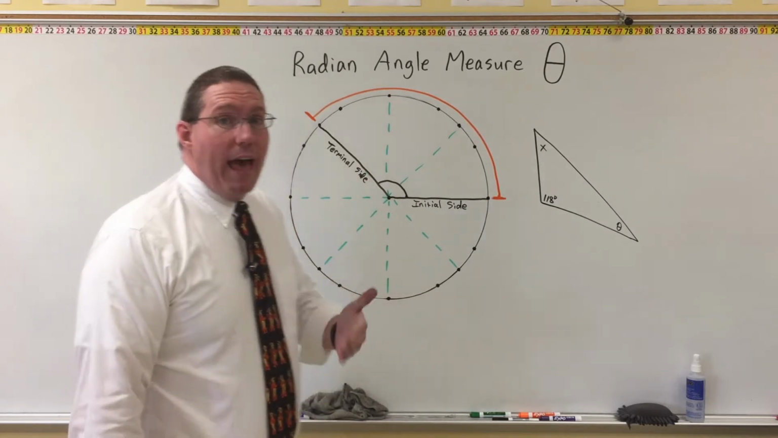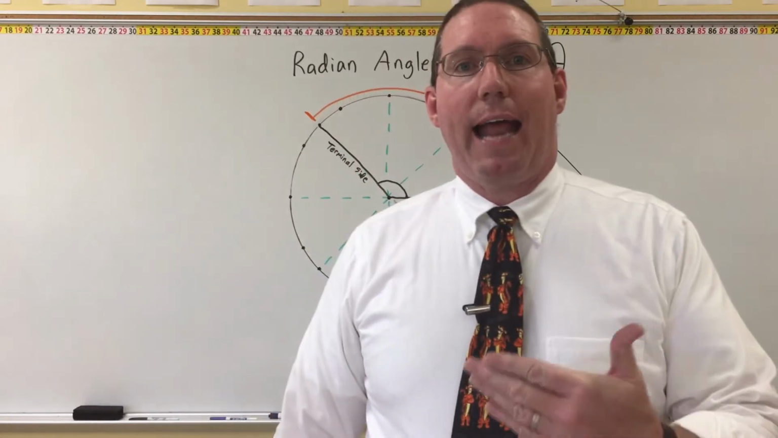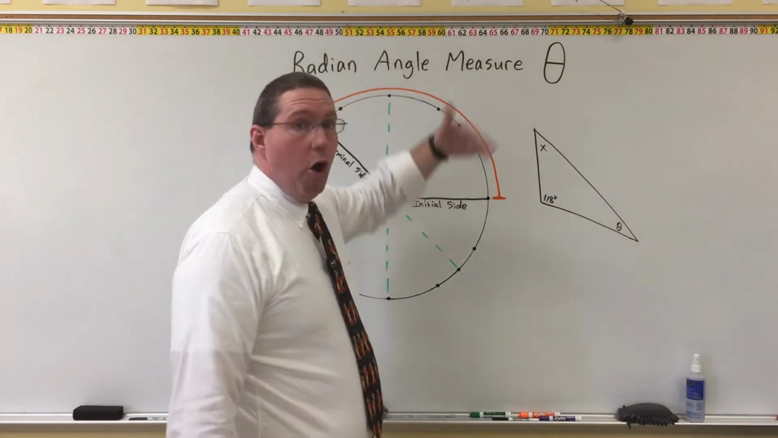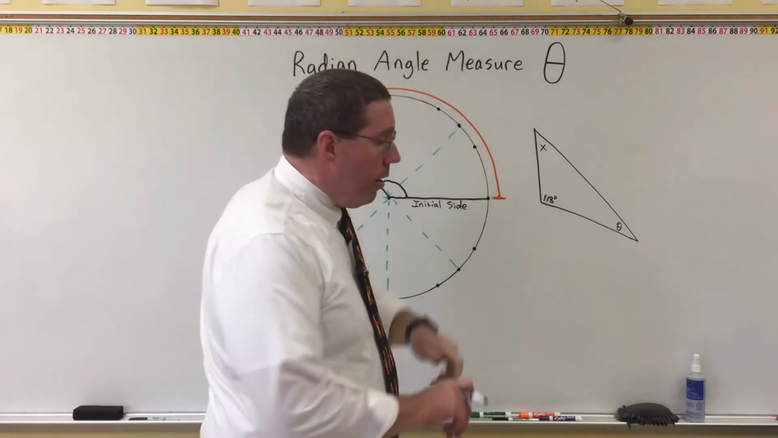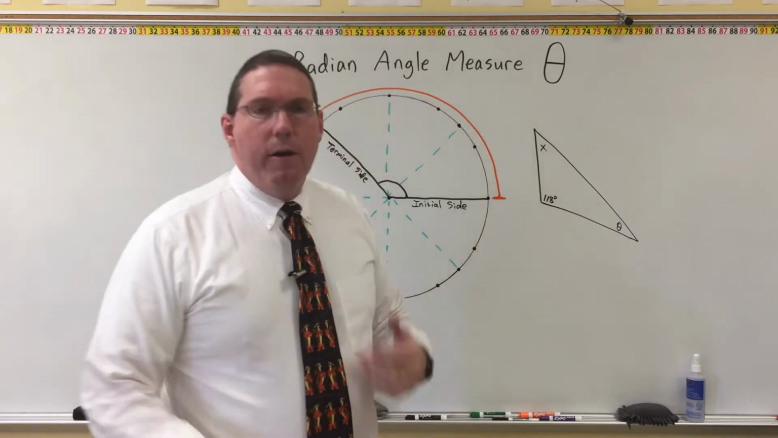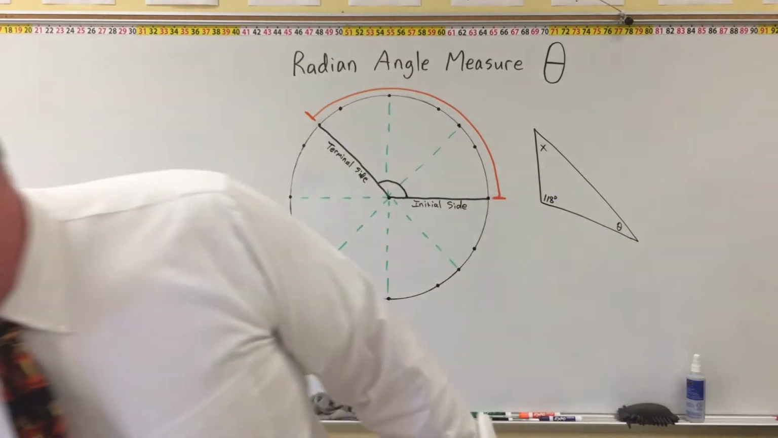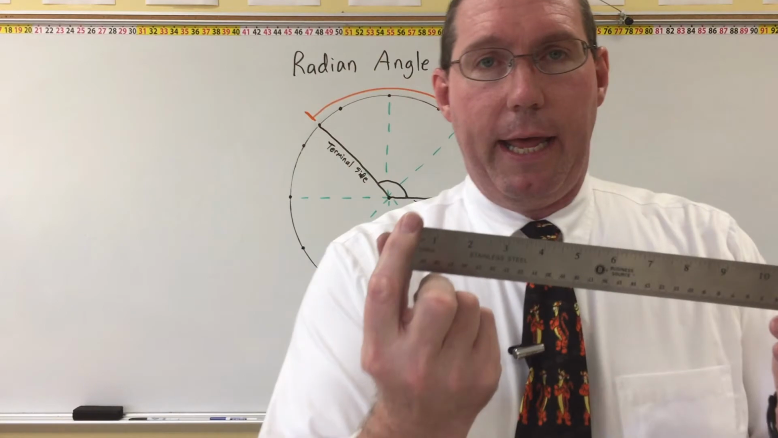And we're going to measure that angle not in degrees. We're going to measure that angle in a new angle measure called radians, the radian angle measure. So I'm going to take an aside just for a second in case you don't already know this. You know how you can measure things like, for example, here's a ruler. This is convenient that I have this right here. And this ruler is broken up into inches, right?